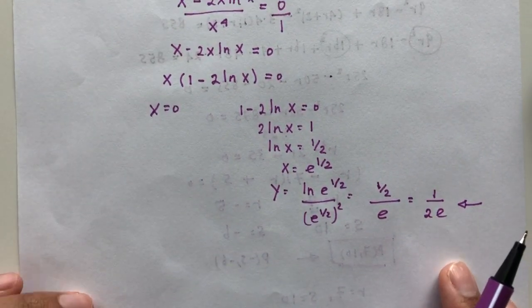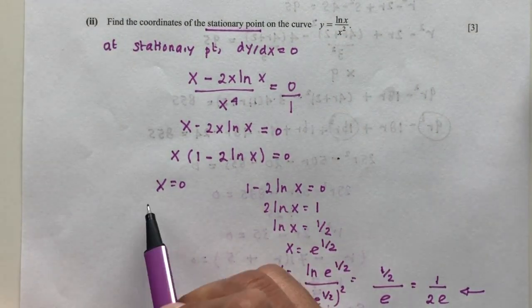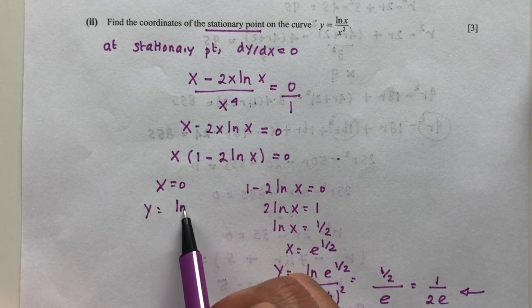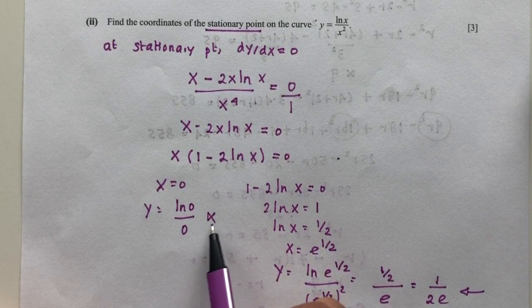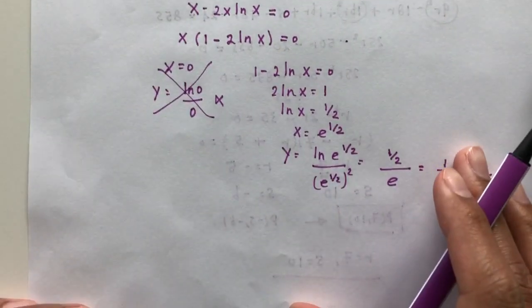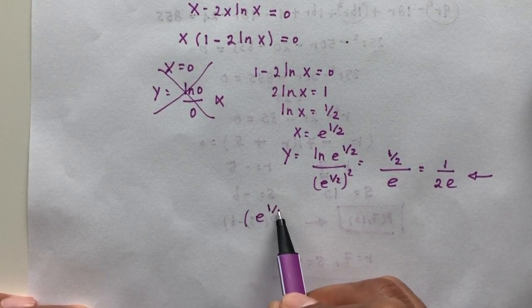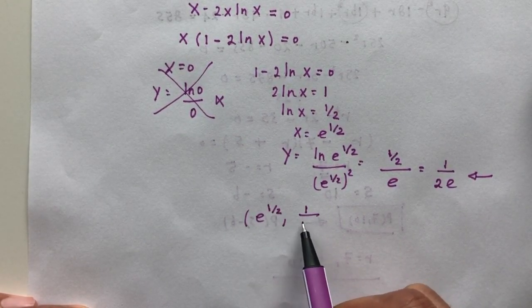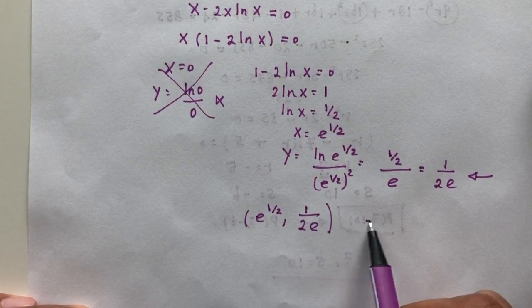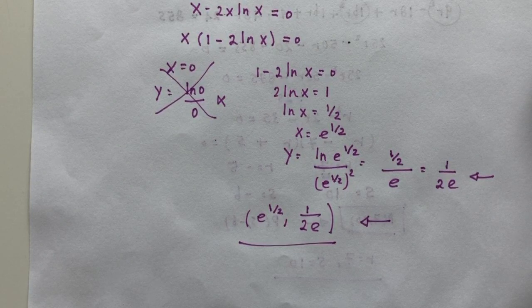How about x equal to 0? If you replace x in this equation, you can see that y will be ln 0 over 0, which is not possible. You cannot divide by 0, so this would not be a possible solution. So the coordinates of the point will be x equals e power half and y equals 1 over 2e. This will be your solution for part 2.